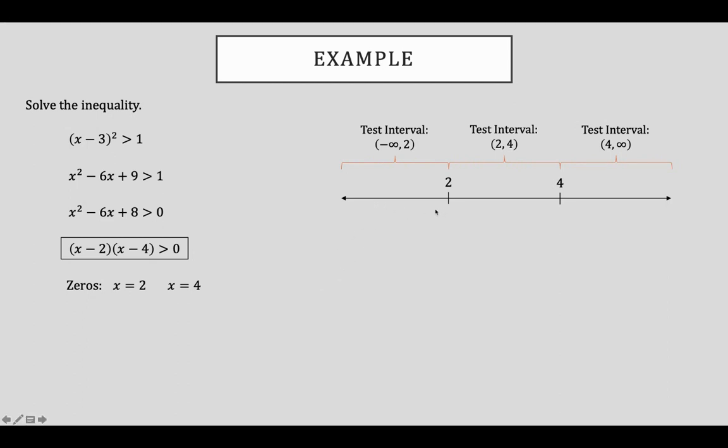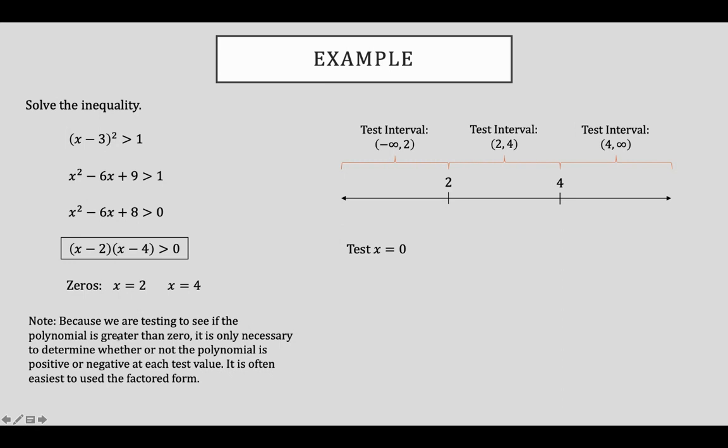So, what's a number that's to the left of 2 that would be easiest to plug into the inequality? I would probably pick 0. So let's plug 0 into our inequality. Now, does it matter which one of these forms of the inequality we plug it into? It does not. However, generally speaking, it is easiest to determine whether or not it is a solution to the inequality by plugging it into the factored form.